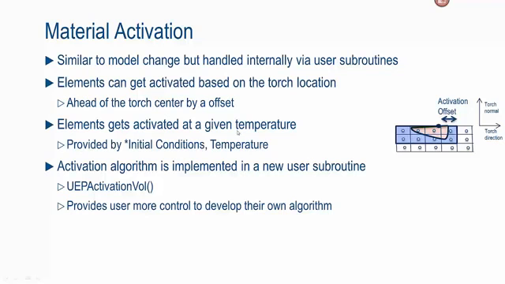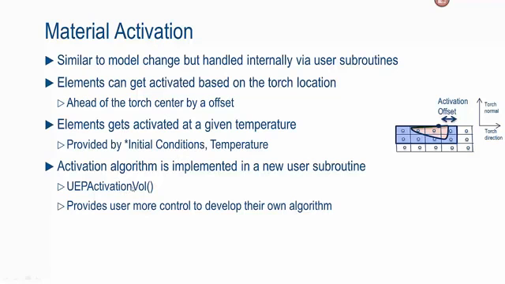And the elements get activated at a given temperature, which is really the initial temperature that you define. So in the heat transfer models, that will be the ambient or the room temperature typically for the whole assembly, that is the base material and the weld material. Whereas in the stress model, the weld material will be initialized to close to melt temperature, whereas the base material would be at the ambient or the room temperature.